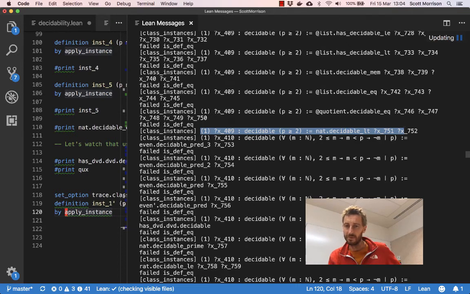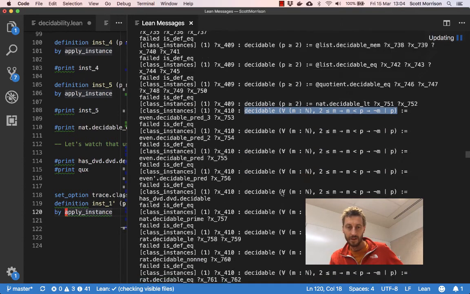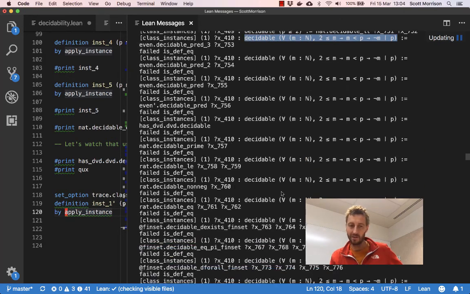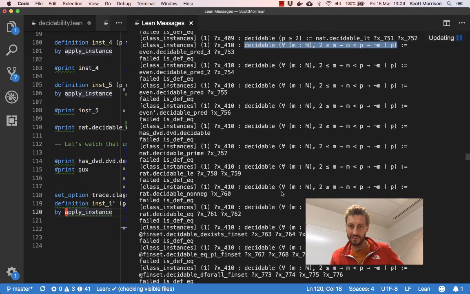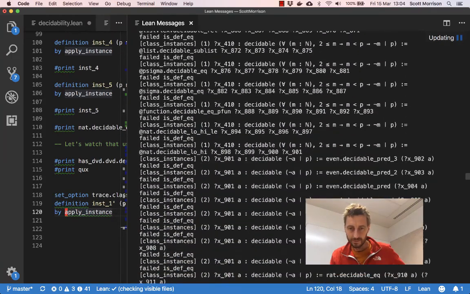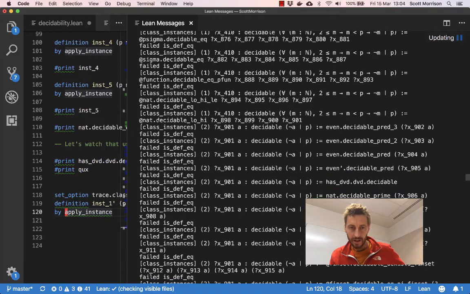Okay, so this one eventually solved the constraint decidable p greater than or equal to 2 using decidable less than, which was the one that we saw earlier. So that explains why up in one of these earlier print statements we saw that coming in. Now it turns to another branch of the search. It has to find a decidability instance for the other side of the and, and this is the one that should hopefully produce the nat nat low high decidable instance. And we can scroll down here. And indeed, there it is.